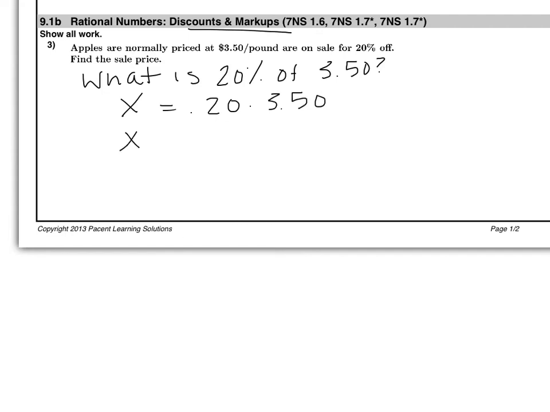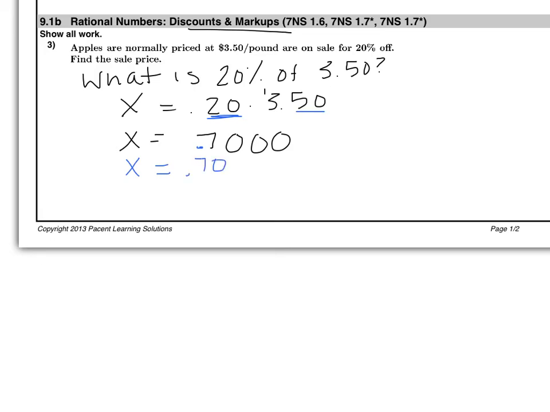2 times 0, so I can put my zeros. I got 2 zeros. Now, 2 times 5 is 10, carry my 1. 2 times 3 is 6, plus 1 is 7. But think about how many decimals I have. 1, 2, 3, 4. So that means 0.7000. So in dollars, this would be 70 cents.